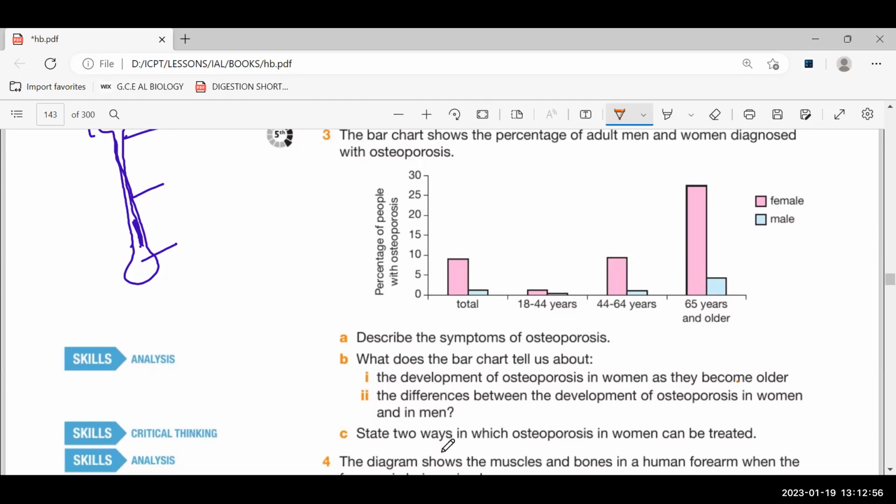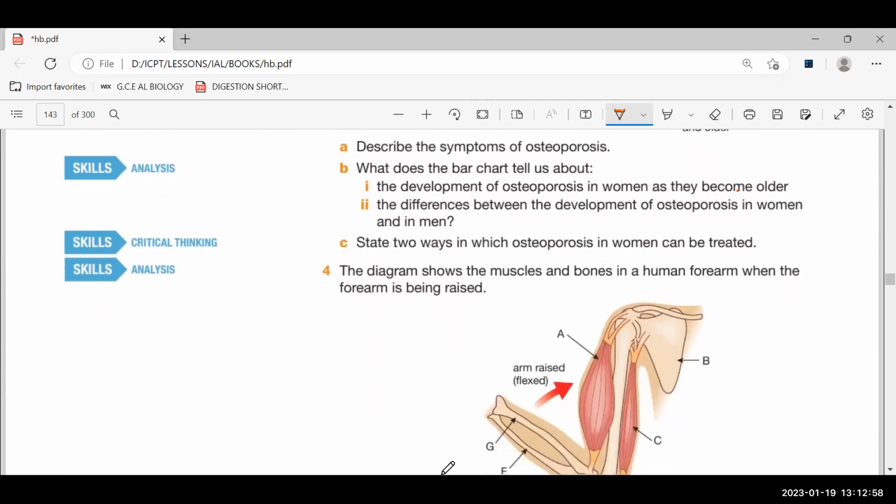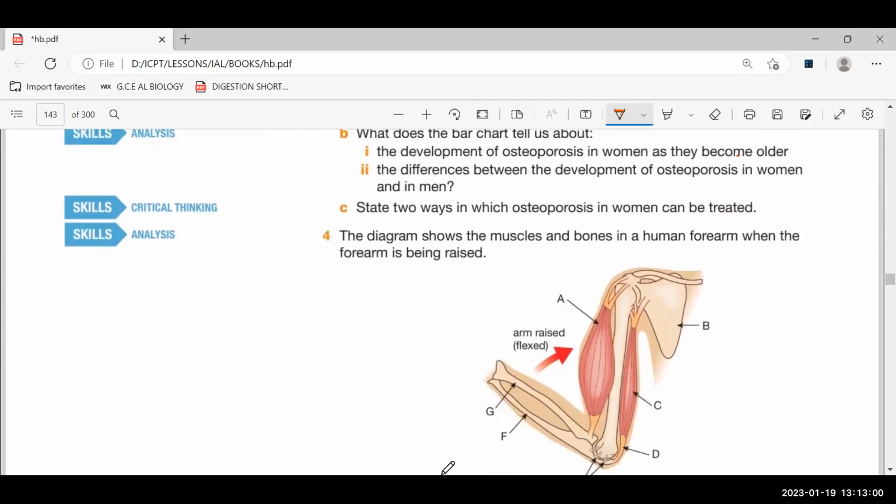Okay, state two ways in which osteoporosis in women can be treated. Having a good, healthy diet with calcium, and vitamin D is important for calcium absorption. So a healthy diet, enough calcium, and more vitamin D.